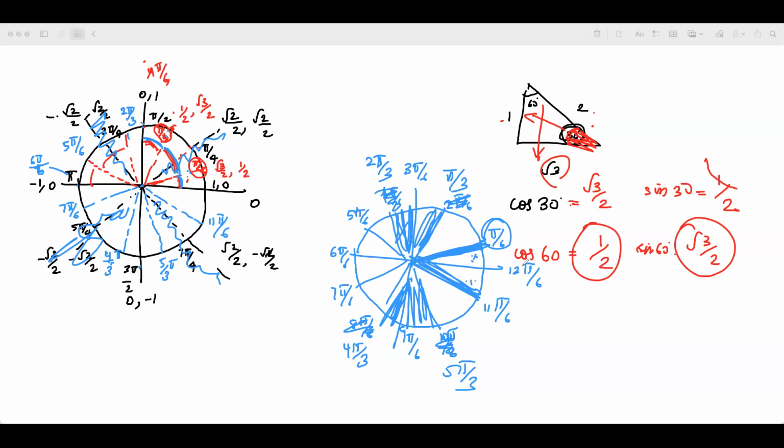Any questions? Pi by 6 angles start with root 3 by 2, 1 by 2. Pi by 3 angles start with 1 by 2, root 3 by 2. And based on the quadrant, you will switch the x and y as negatives. In this quadrant, x is negative, y is positive. In the third quadrant, x is negative, y is negative. In the fourth quadrant, x is positive, y is negative. Any questions?